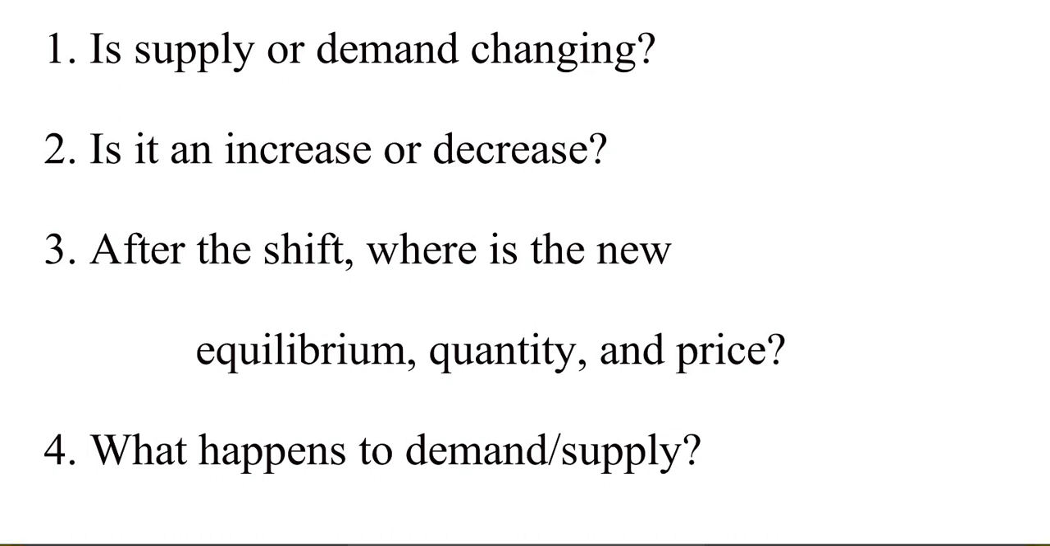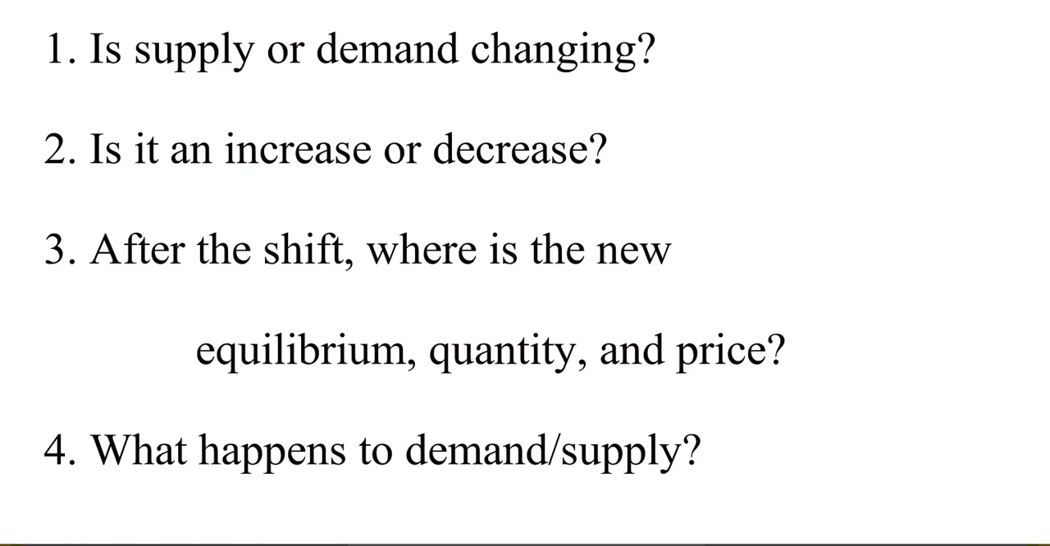And the third part is after the shift, where is the new equilibrium, quantity, and price? You may not have exact values, but you should know that, at least in this case, quantity decreased and price increased. So quantity is lower now and price is higher, and equilibrium shifted up to the left. So again, you don't have to have an exact price or an exact quantity in these scenarios, but just have an idea of where they are, and maybe you can even map it out on a model or something like that.